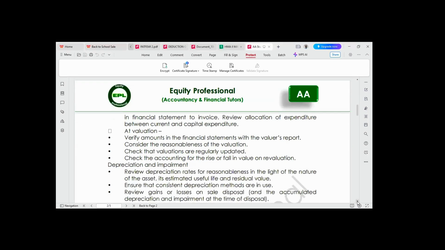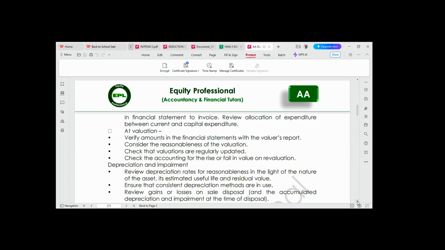Then we go to the other area, depreciation. This is for non-current assets. It's only in non-current assets that you have depreciation and impairment. So you review the depreciation rate for reasonableness in the light of the nature of the asset, its estimated useful life and residual value.